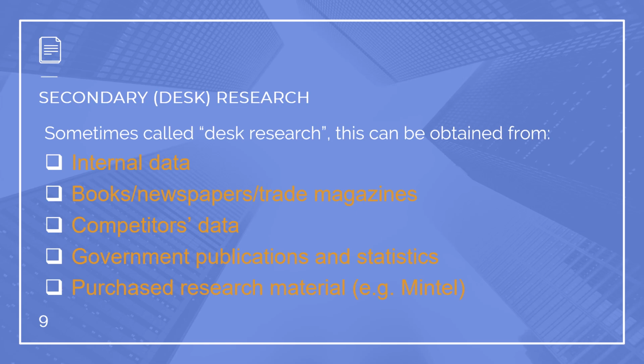Competitors data, so this is when you look at all of your competitors, the other people in the market, to see what they have about their business and maybe get ideas for your own. Government publications and statistics, this is things that the government publish on their website, and you can find all sorts of information about local areas and what the population might be. Purchase research material is probably the most effective, but it's also the most expensive, and this is where you can pay a specialist company to find things out for you.